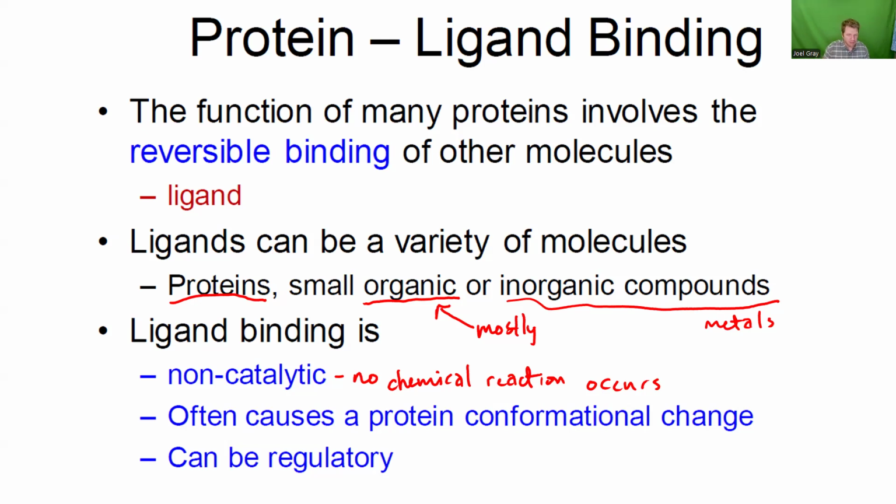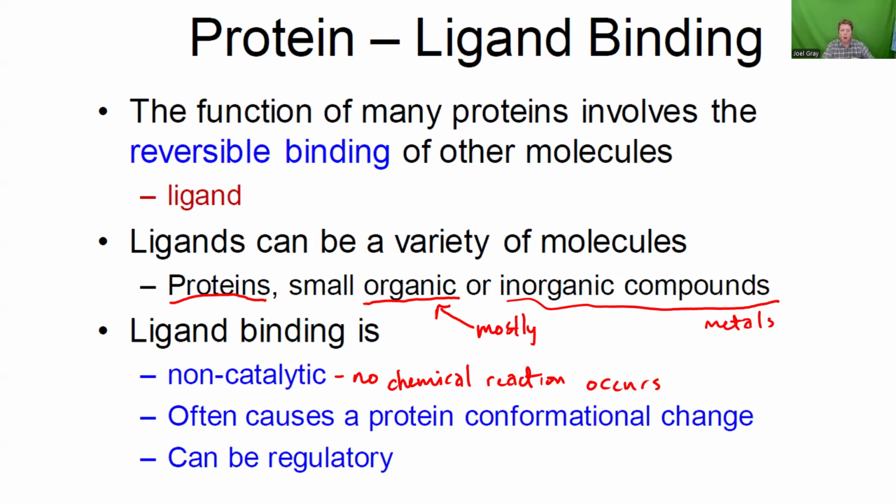Now, catalytic binding would be something like this. My right hand, or we'll switch it, my left hand now is the protein, and it binds this ligand and it changes the molecule. That would be catalytic binding, where something about the thing that was bound changed. So that would be like a chemical reaction.